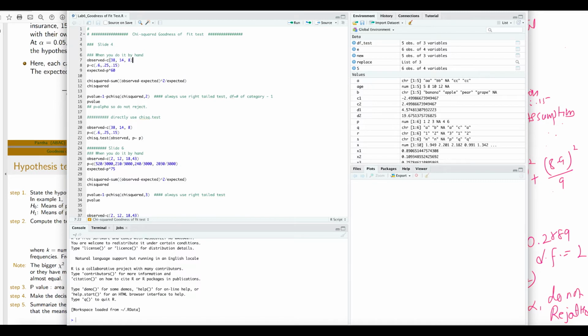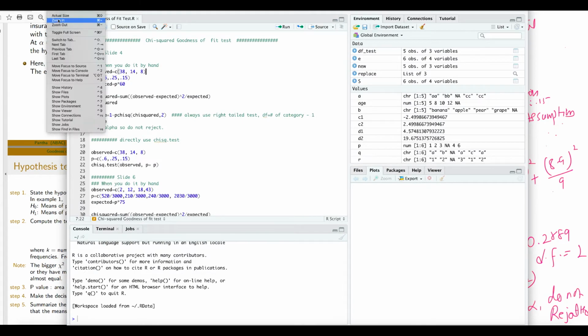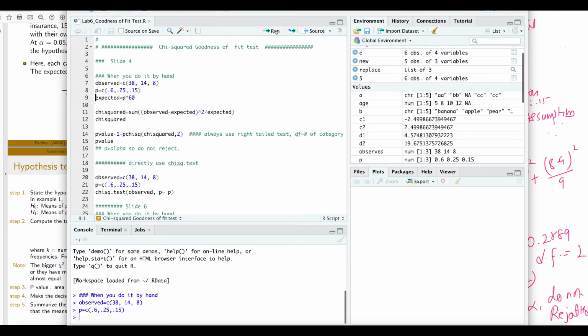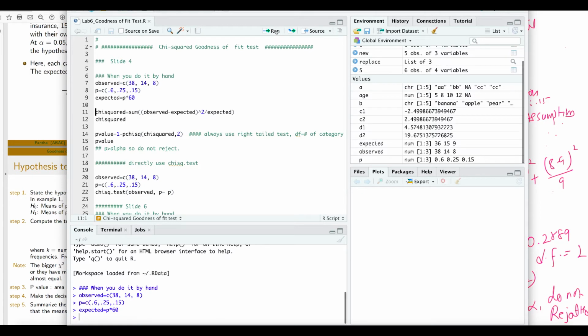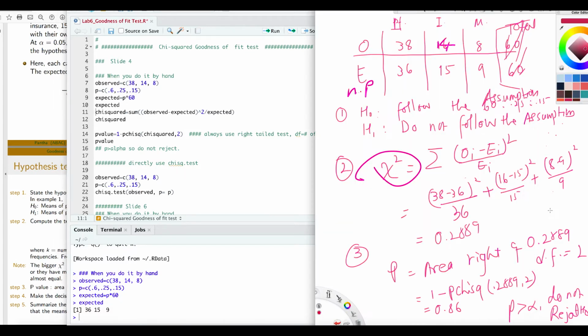Okay. Let me make it a little bigger. View and then go to zoom in. Okay. So see, observed is those numbers. Run that. P is the probability of each category, or the assumption of each category, and expected is n times p. If you want to know the expected values, I can run that and see 36, 15, and 9. You see that? 36, 15, and 9.